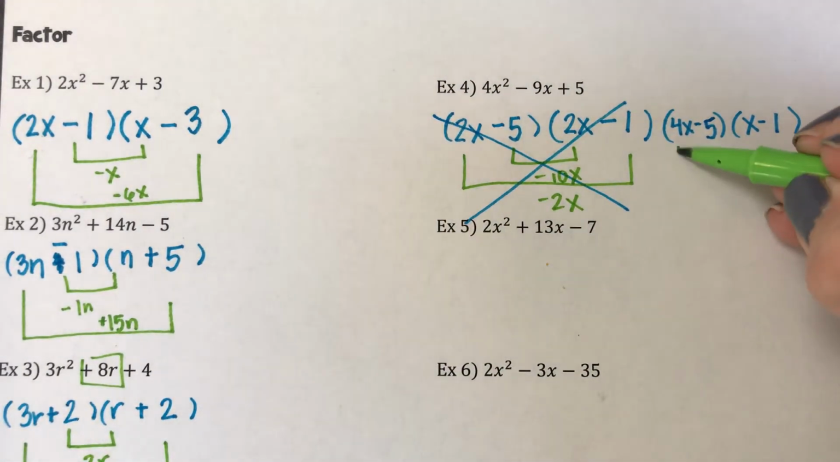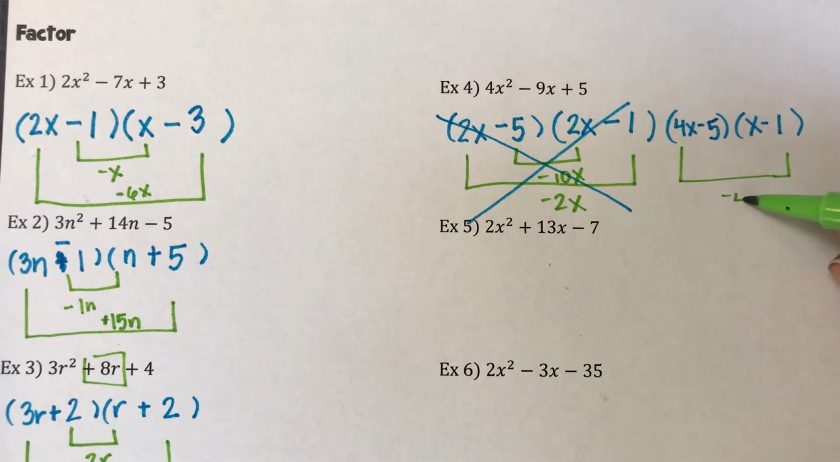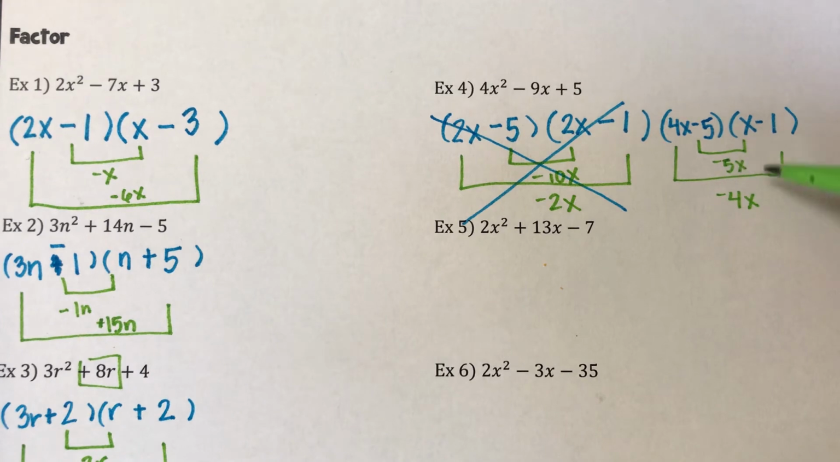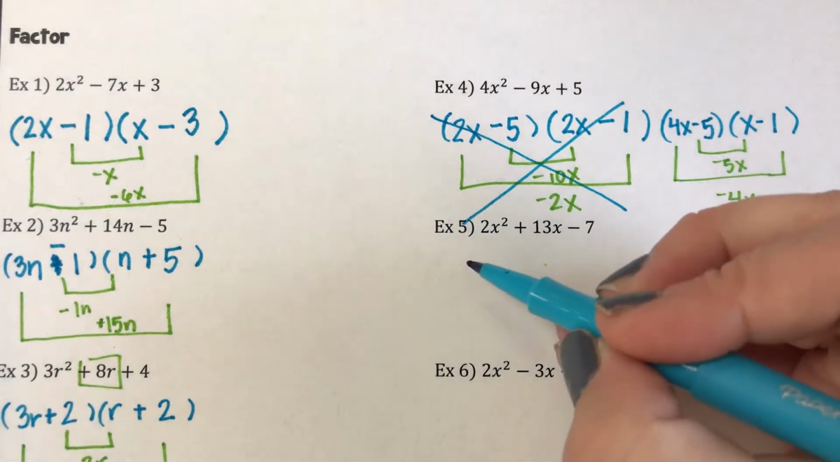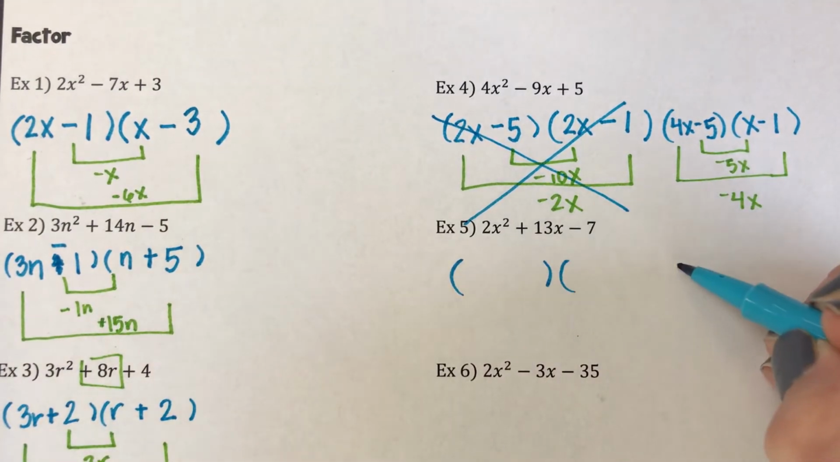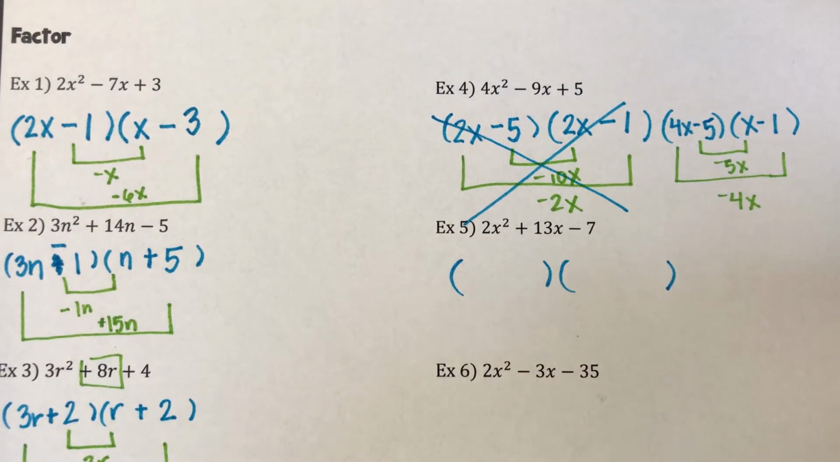So let's check our outside products: negative 4x, and my inside products, negative 5. Negative 4 and negative 5 is negative 9x, which is what I want in the middle. So that's my correct factorization. Okay, number 5. Why don't you try number 5 on your own and then come back and check your work.